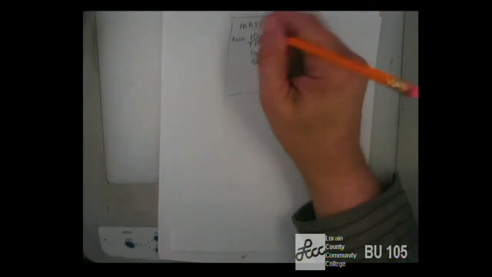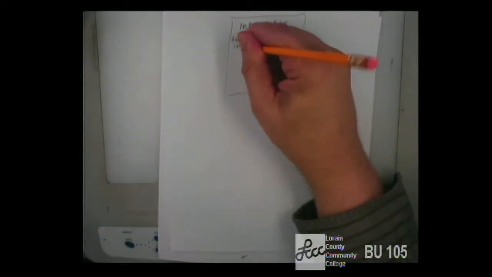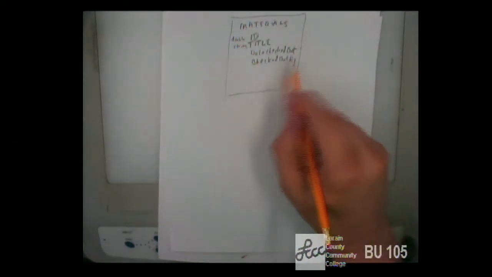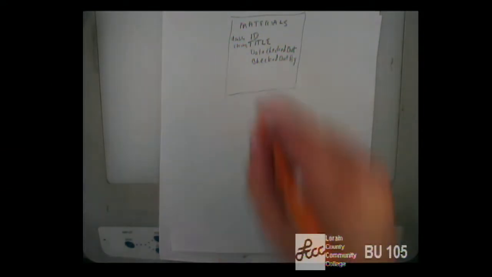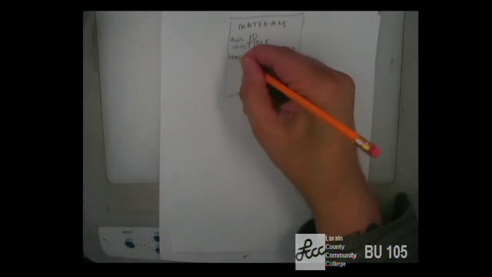Or an integer or whatever. Title's going to be a string. Date checked out is going to be what? Local date time, or local date, actually, because we don't care when it was checked out. If it's checked out today, it's checked out today. It doesn't matter if they checked it out first thing in the morning or right when the library closes. It's considered checked out today.